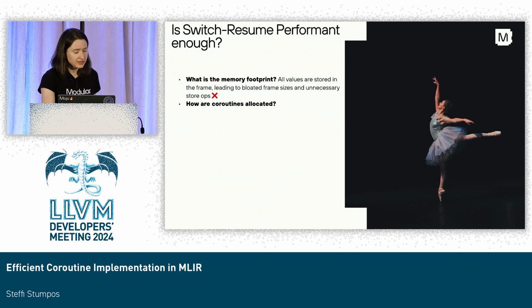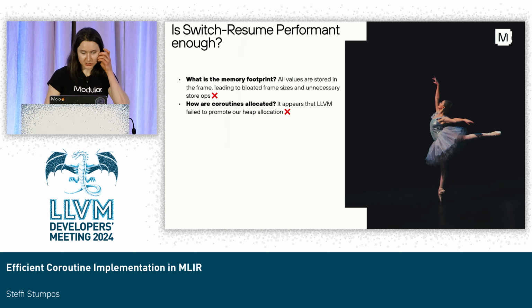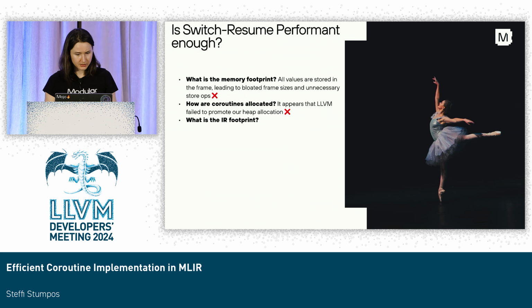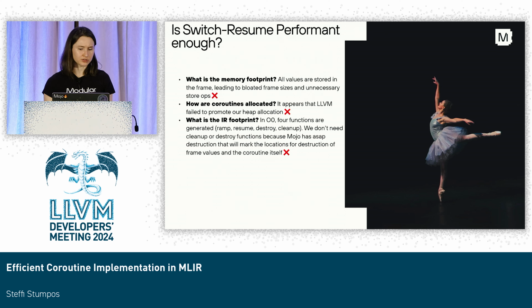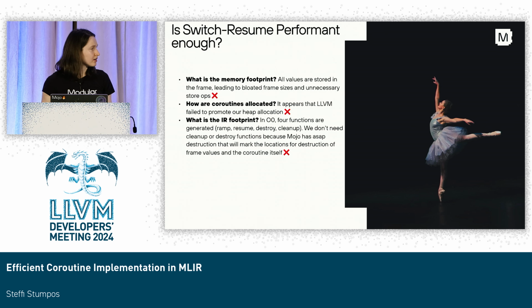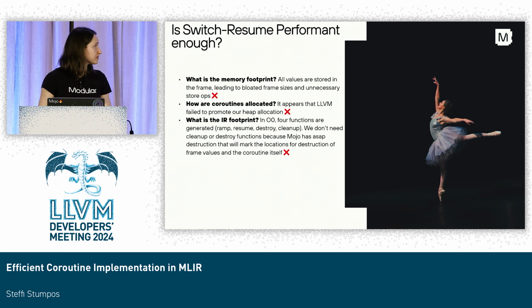How is the coroutine allocated? Well, it appears that the heap allocation was not elided when it should have been. The IR footprint is not too bad. We have one ramp, one resume, but we don't need a destroy or a cleanup function. In Mojo, we have ASAP destruction, so we can get along with just a ramp and a resume.